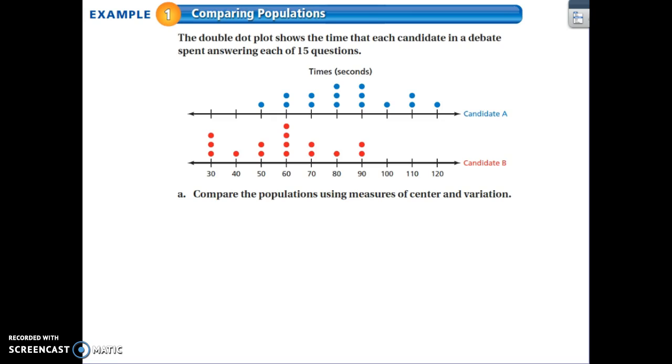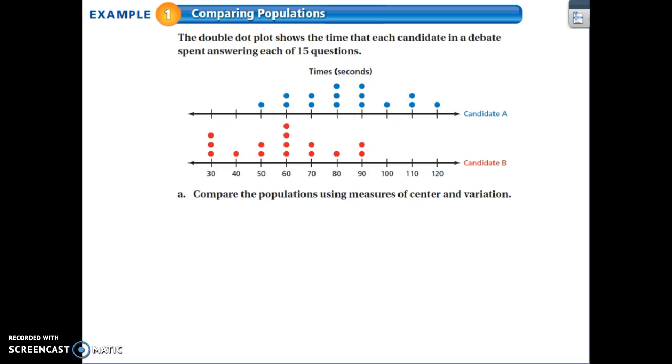These two data sets are essentially symmetric. If we draw a line right down the middle of candidate A, we see that the left and the right are almost mirror images of each other. The only thing that's out of place is a single dot here on the left. If we eliminate this dot, then the left and the right are exact mirror images of each other. So we say that candidate A's responses are essentially symmetric.